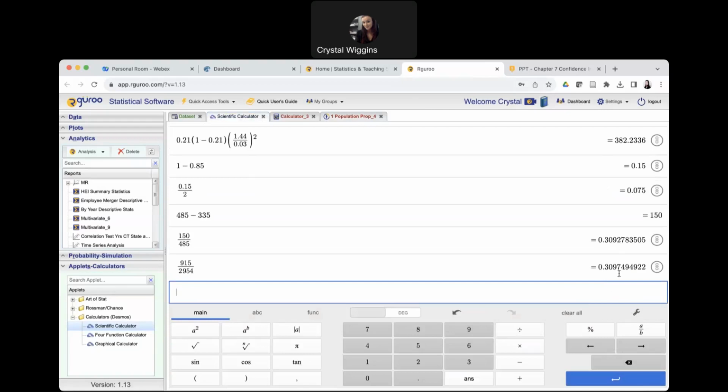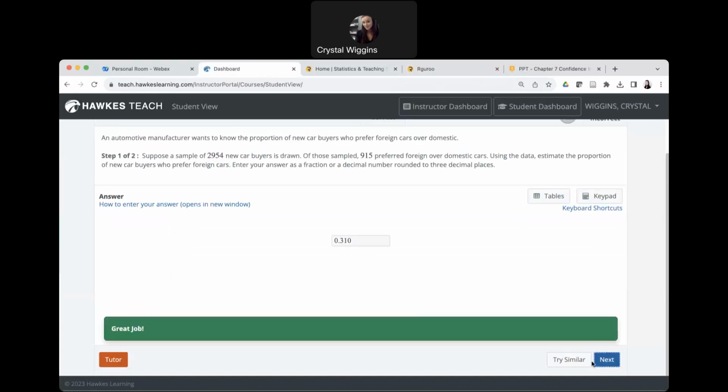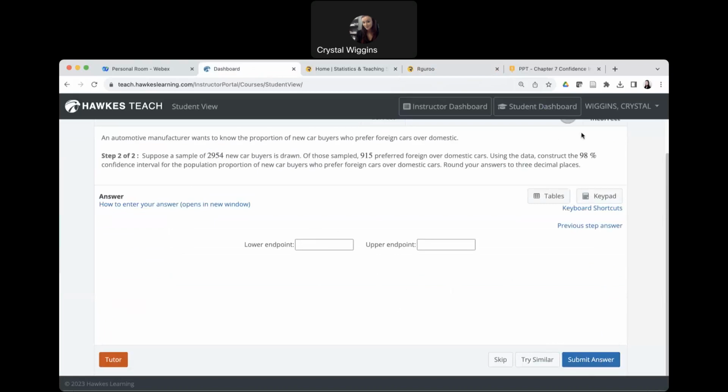But because I have to round to 3 decimal places, this 7 makes this 9 round up to a 10, giving me 0.310. Okay, that's my point estimate. Again, I have no idea how confident I am that the actual population proportion is anywhere near 31%. So that's why the next step says, okay, now with 98% confidence, show me a range that we would expect 98% of the proportions to fall within.